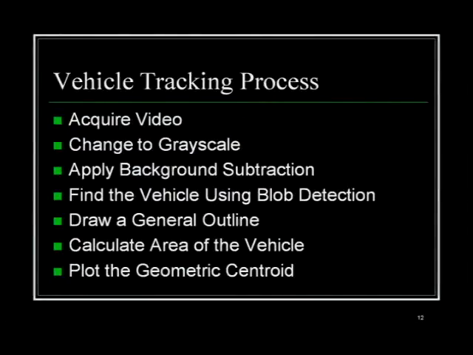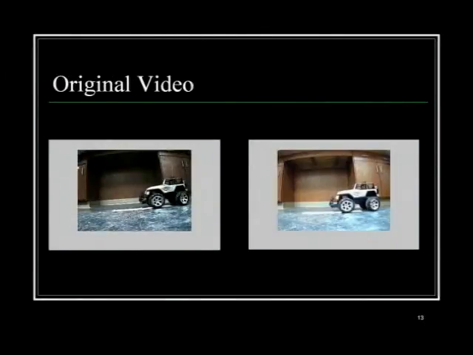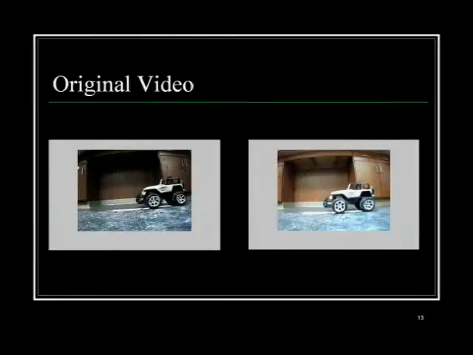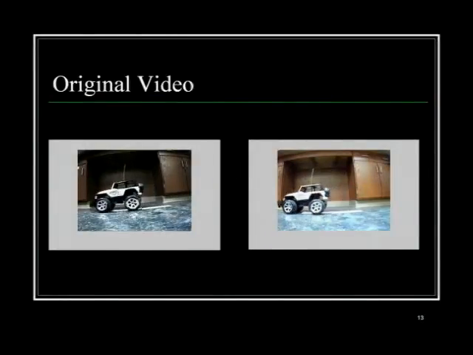Then we use a blob detection algorithm, which will detect a moving blob throughout all of the images. It draws an outline around that by calculating the area, and then it plots the centroid on that outline, which would be our original video. You can see the nice little car moving across.